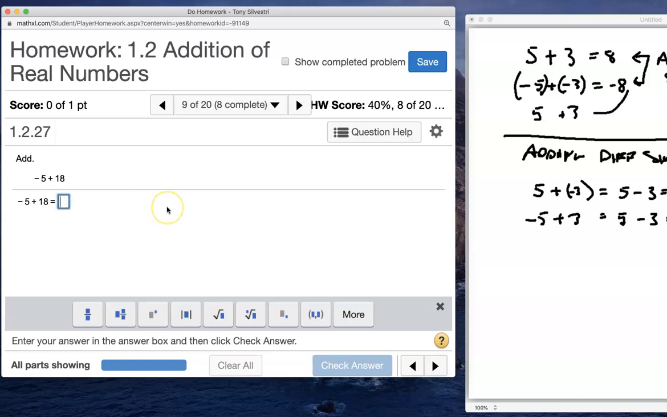Basically, you're just going to be doing this all day. This would be the number 13. Because what did I do? I took the absolute values of these numbers. Do the biggest one first, 18. Subtract the other one, the absolute value is 5. I get 13. And you keep the sign of the bigger absolute value, which is positive.